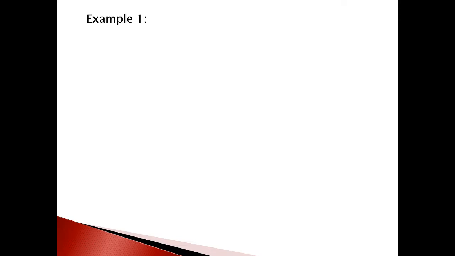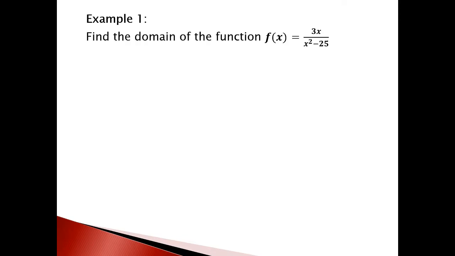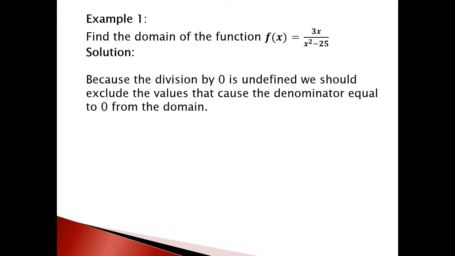Let's move to a simple example. Here you need to find the domain of the function f of x equals 3 times x divided by x squared minus 25. So let's move to the solution. In this case, because division by 0 is undefined, we should exclude the values that cause the denominator to equal 0 from the domain.